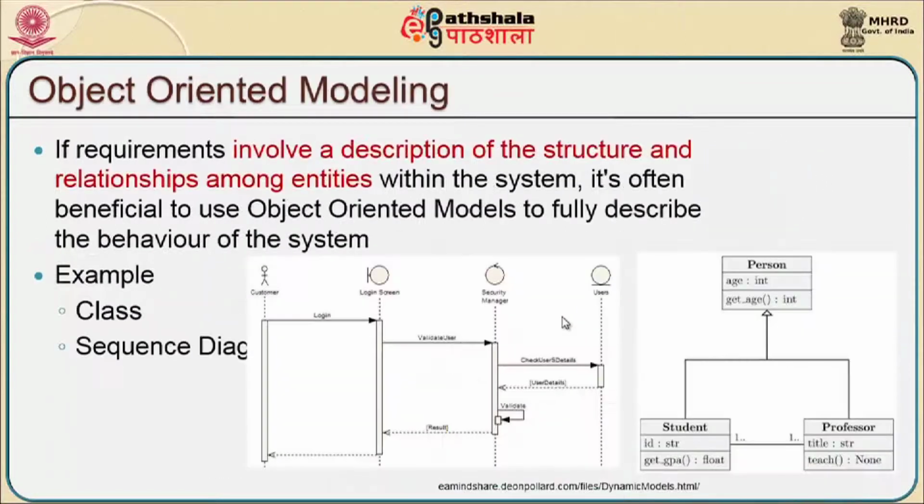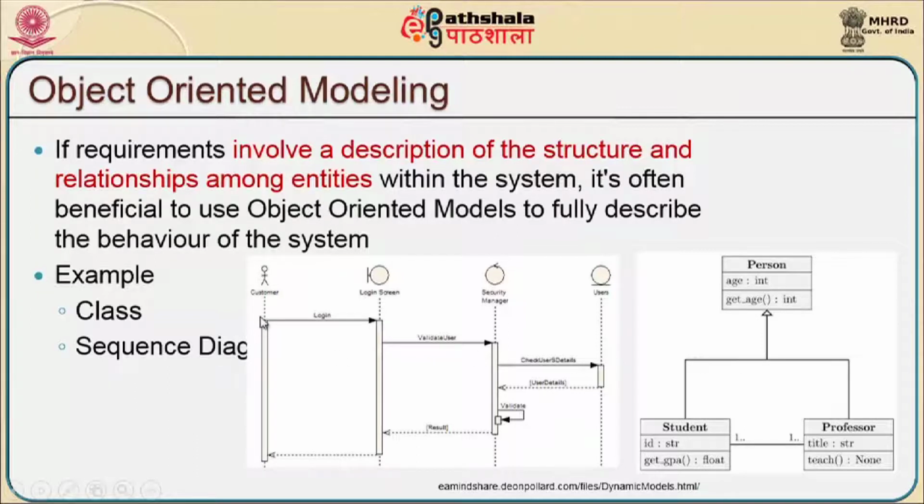I have one other model which is called the object oriented model, where the requirements involve a description of the structure and relationship among entities within the system. It is often beneficial to use object oriented models to fully describe the behavior of the system. Why? Because it has its classes, its inheritance, its sequences, all that followed. So the two separate representations that I have shown are a sequence diagram and a class diagram.